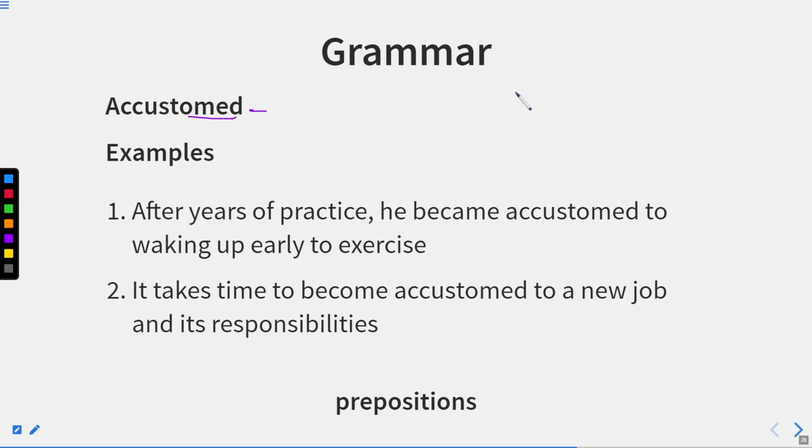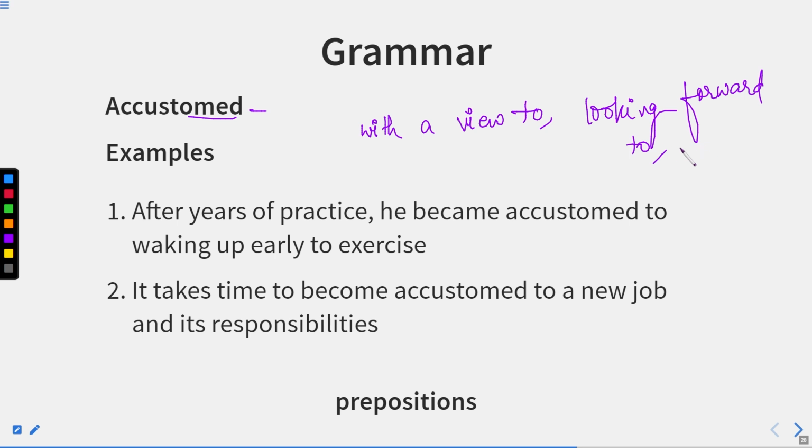Accustomed to. Now accustomed to is a phrase where we show that someone is bound to another thing. Whenever we use accustomed to, there are several phrases like with a view to, looking forward to, given to, addicted to. Looking forward to means when we think of the future. So whenever we have such expressions, we always use verb with the ing if there is a verb, and if there is a noun, that is fine.